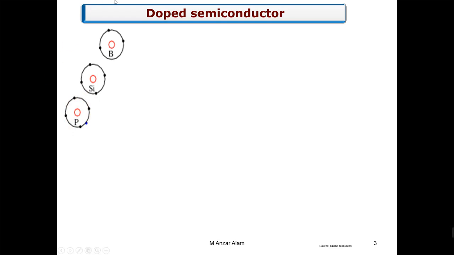Take another example here, the boron. Boron has only three electrons in its outer shell. So it always has a desire to attract one electron. If you combine silicon with the boron, then this boron will attract one electron from the silicon. Why is it attracting? Because it has a deficiency of an electron. And if it attracts one electron, it means it has positive charge.